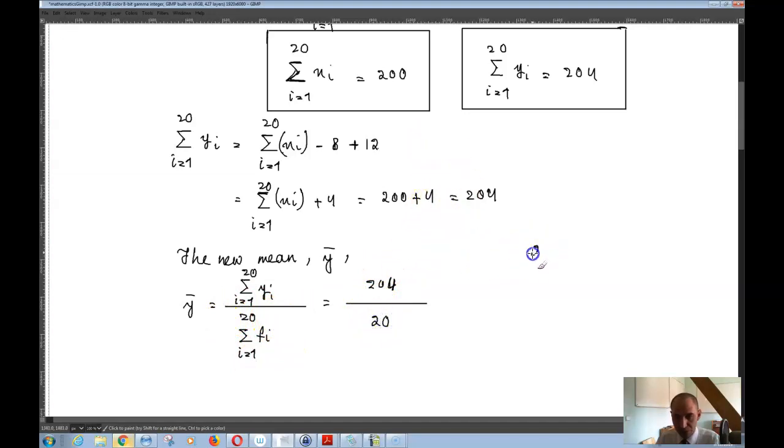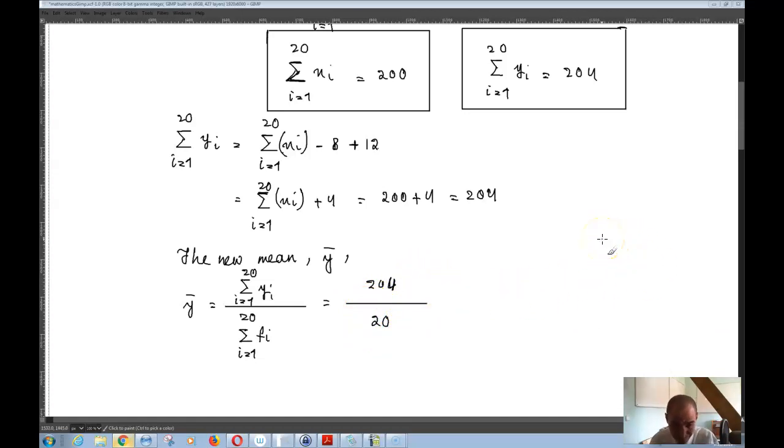Basically we had 20 observations, we took an 8 out, and instead we put in a 12. So that means that we haven't added or subtracted anything, because we have taken one out and then put one back in. So this remains basically 20.